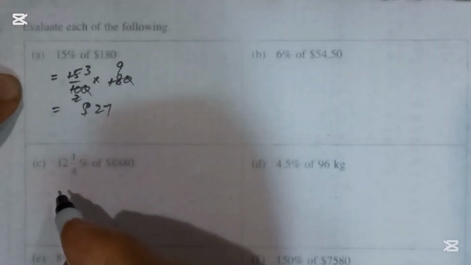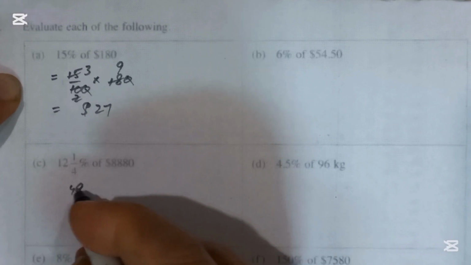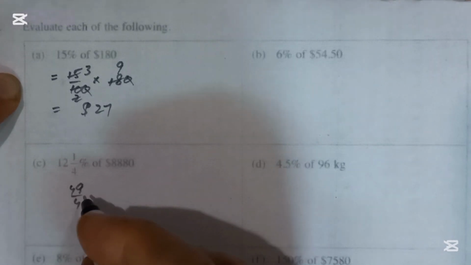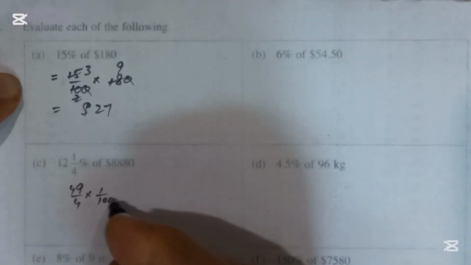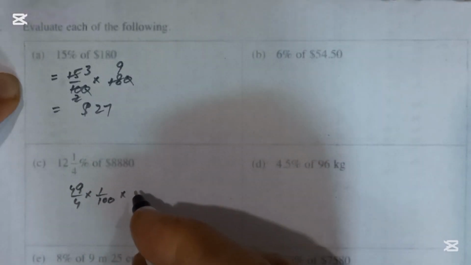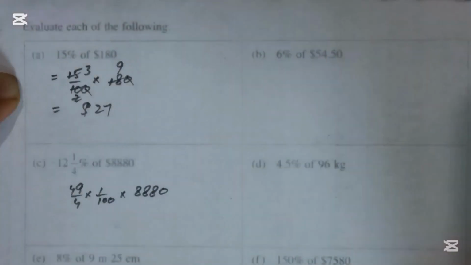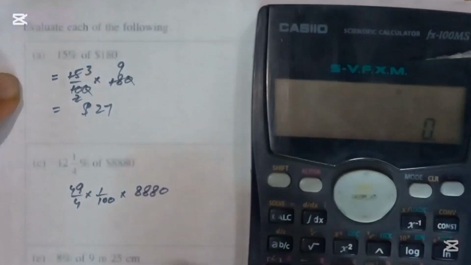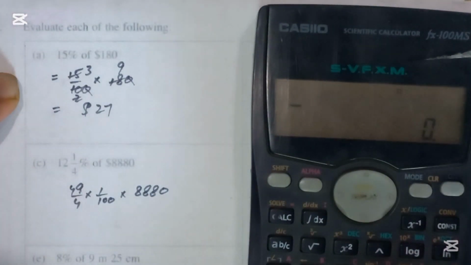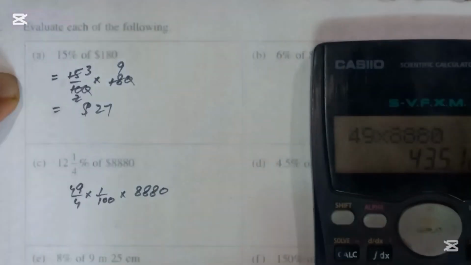Likewise, here is a fraction. First solve it. 12 4s are 48 plus 1, 49 over 4. Drop the percentage sign and divide this number by 100. Put a multiply sign in place of of and this 880 will be placed as it is. Now solve it on the calculator. So 49 into 880, that will be equal to 435120.